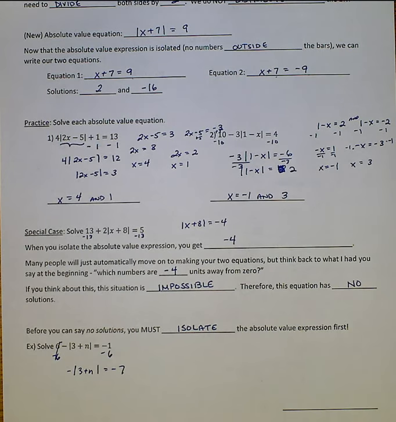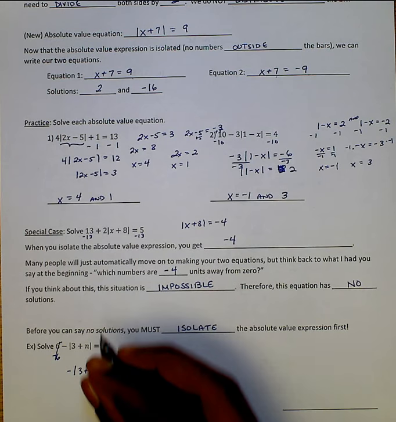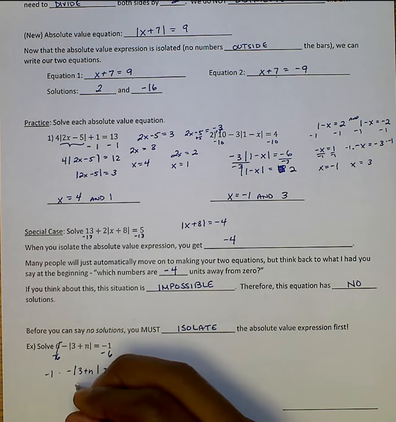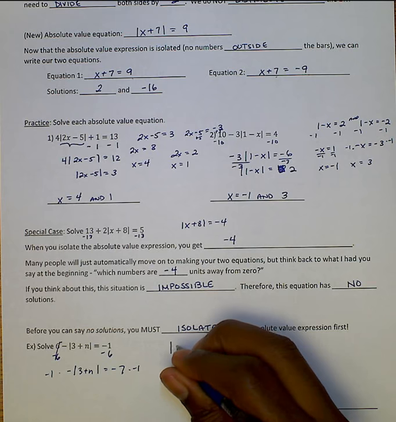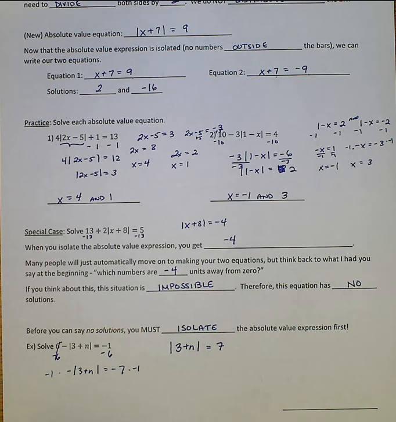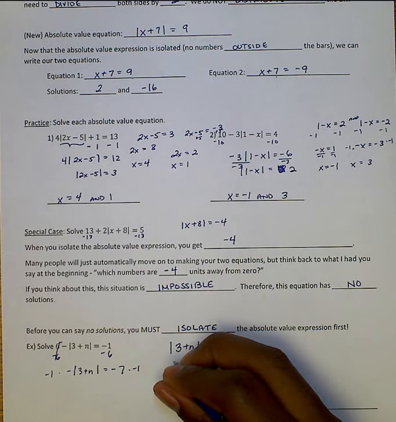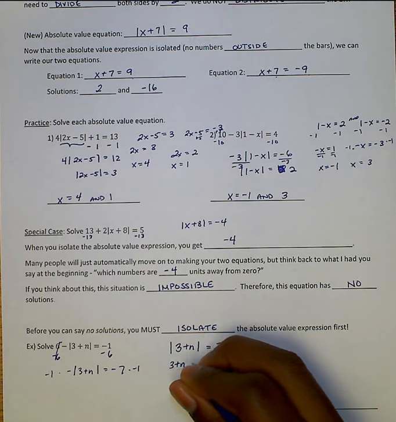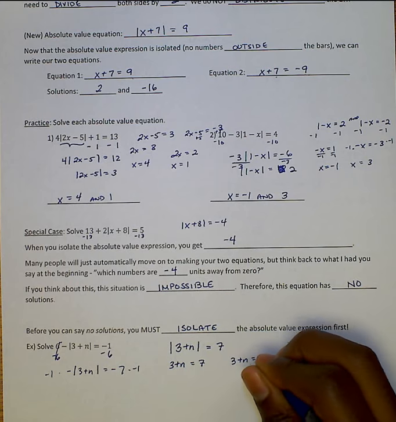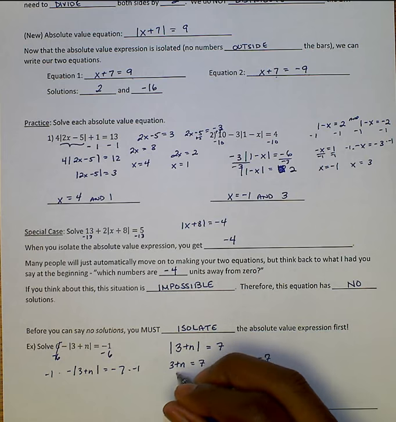Okay, and now my absolute value is still not by itself. It's still not by itself, so I need to get this by itself, and again I'm going to multiply or divide by negative 1. Doesn't matter which one you choose. When I do that, I get the absolute value of 3 plus n equals positive 7. And so now we see we can do this because the absolute value is positive and it comes out to be a positive number. So now I could say 3 plus n equals 7, or 3 plus n could be negative 7. And now I'm just going to solve for n.